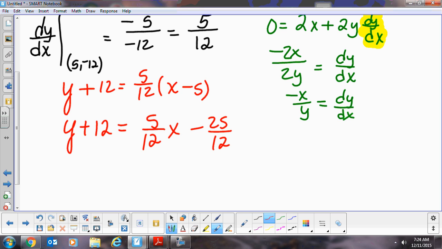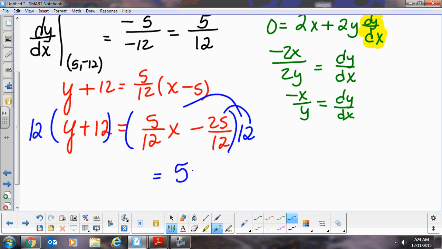We're going to multiply everything on this side and on this side by 12. The good news on this side is the denominators are gone. So I have 5x minus 25. Over here, I need to distribute. So I have 12y, and 12 times 12 is 144.